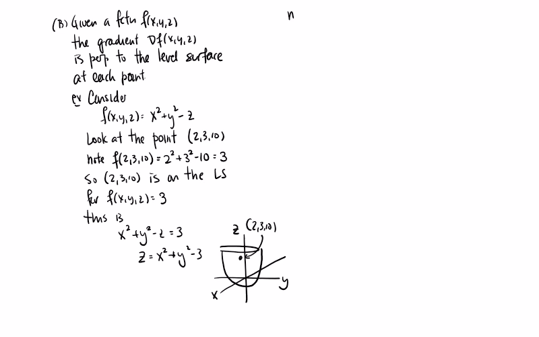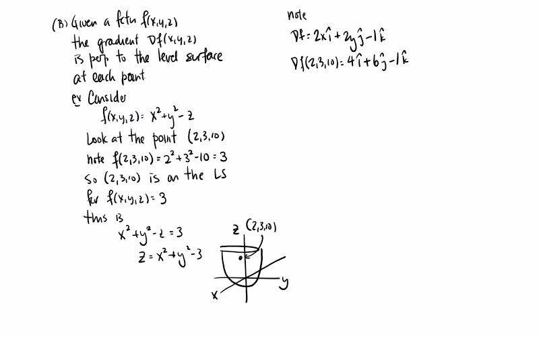So if we find the gradient of f, it is 2x i, the derivative with respect to x, with respect to y, with respect to z. The gradient at our point, 2, 3, 10, is 2x plus 2y minus 1k.